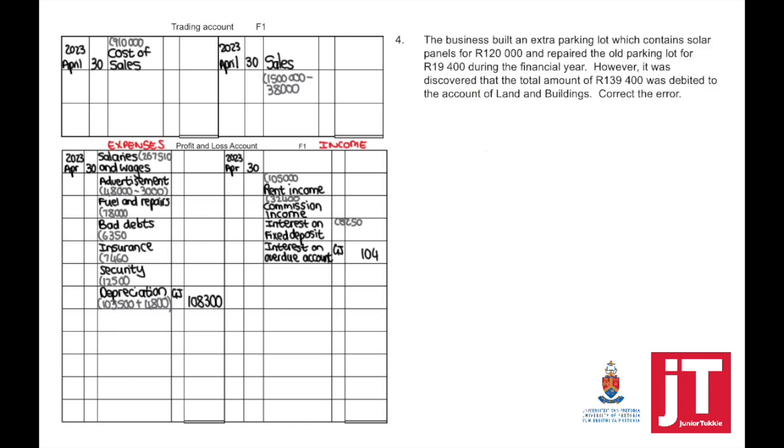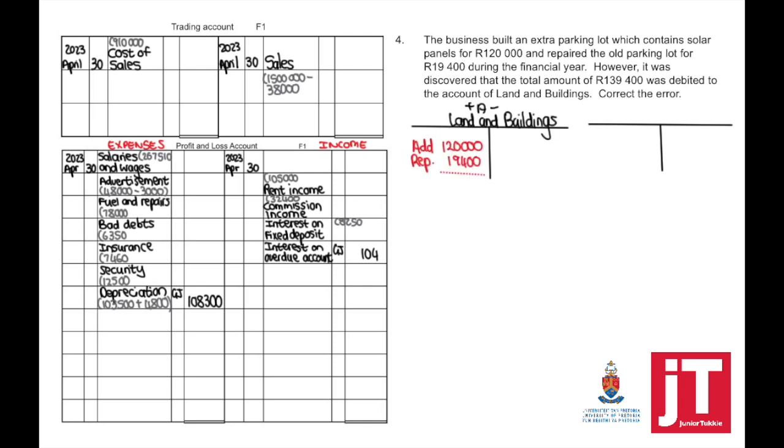Adjustment number 4. The business built an extra parking lot which contains solar panels for 120,000 and repaired the old parking lot for 19,400 during the financial year. However, it was discovered that the total amount of 139,400 was debited to the account of land and buildings. Correct the error. So if I'm looking at what happened with land and buildings, there was an addition of 120,000 and then there was repairs.